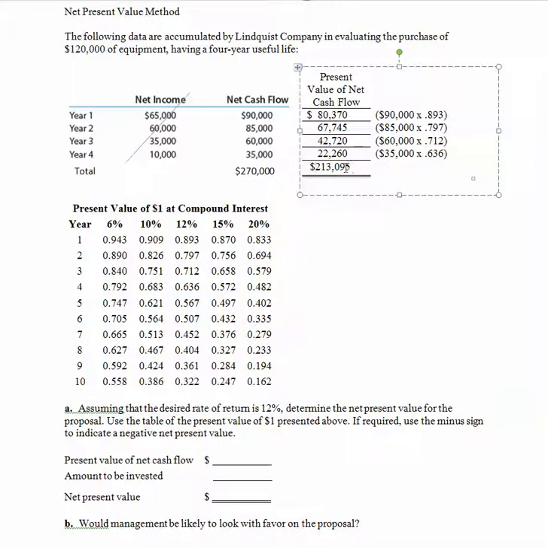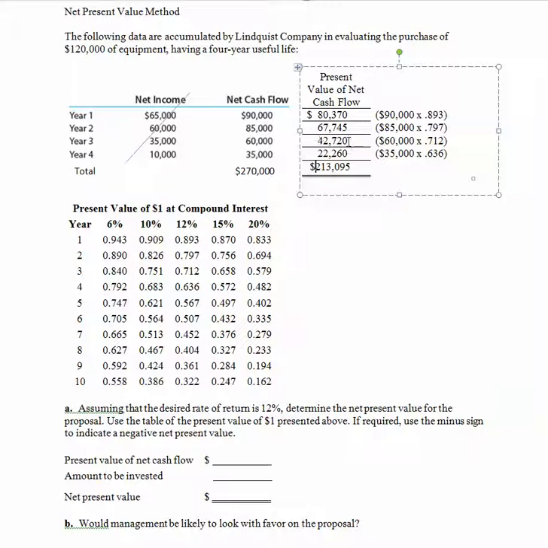One way to think about this is we could put this in 4 different, say, bank accounts. We could put 80,371 in a bank account and let it grow for 1 year, and then pull it out, and earning 12%, we would pull out $90,000. In another bank account, we could put 67,745, let it grow for 2 years at 12% annually, and we'd have $85,000 at the end of 2 years.